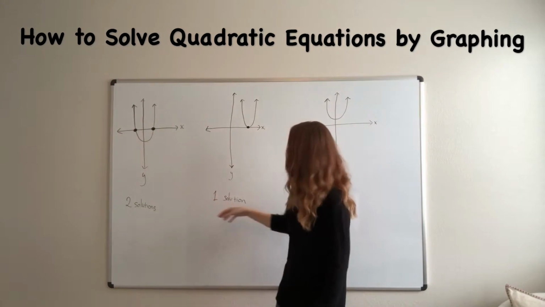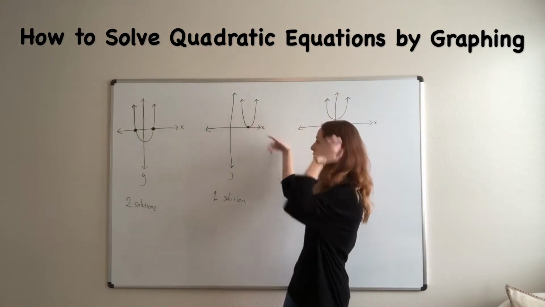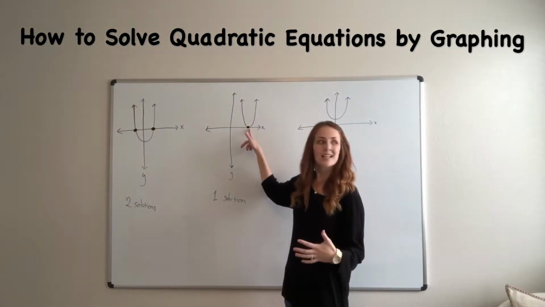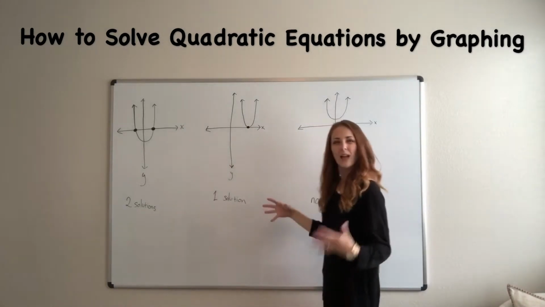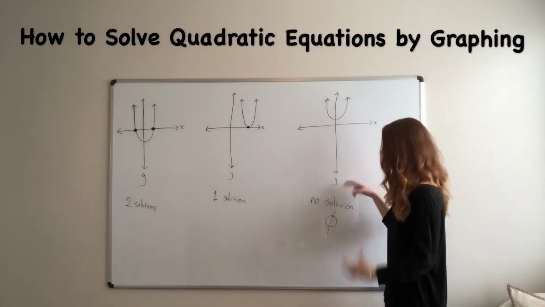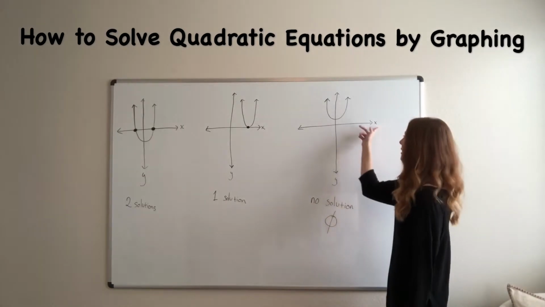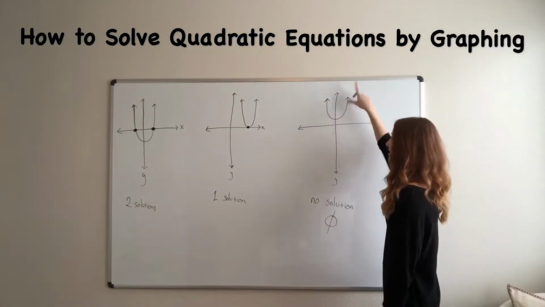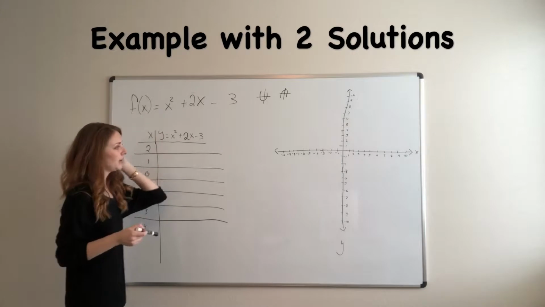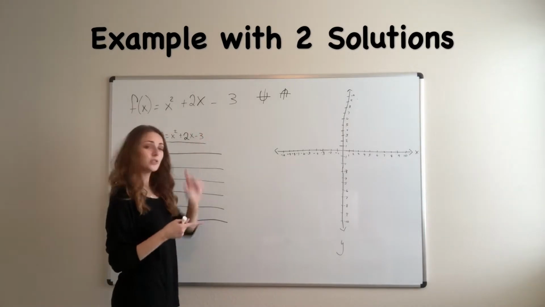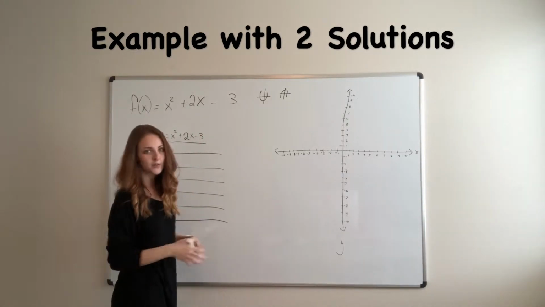You could also get one that has one solution, meaning it crosses, or in this case, touches the x-axis at one point, okay, therefore one solution. And then the last one you could possibly get is one that is no solution, meaning it crosses the x-axis nowhere, therefore no solution. So in this example, we're going to be graphing this quadratic equation right here, and it's going to give us either 2, 1, or 0 solutions.